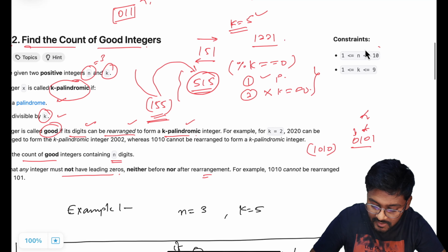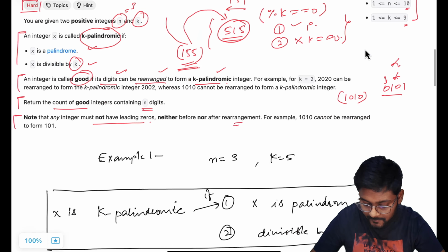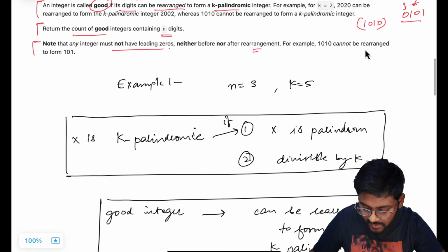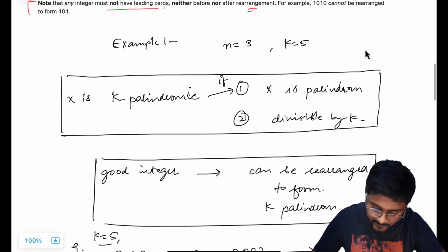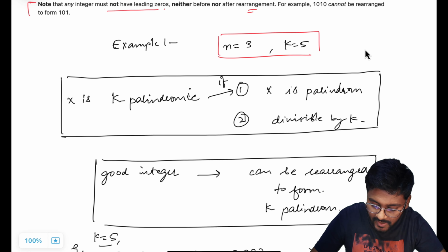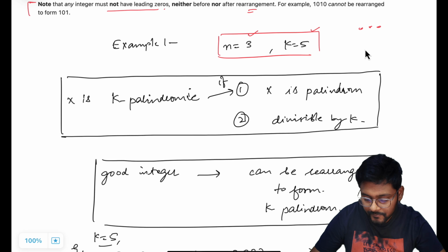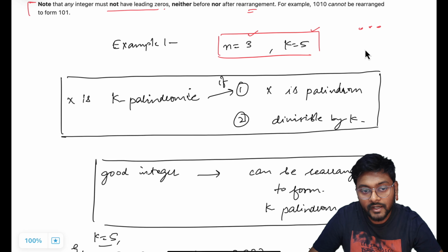Here the constraints are the length n will go up to 10 and the value of k will go up to 9. Now I will explain it again to you with the help of an example. First of all, what is given to us? We are given two integers. N is equal to 3, the number of digits we want in our good integer, and k equal to 5. To check whether that number is k-palindromic, we have to divide it by k.